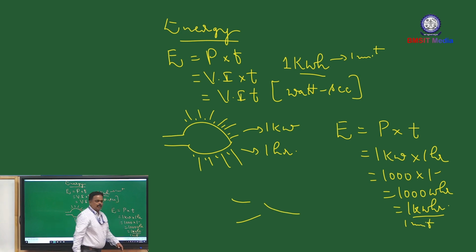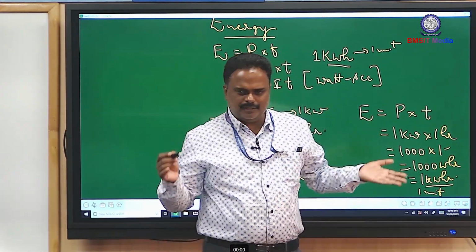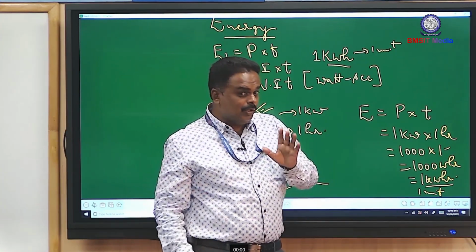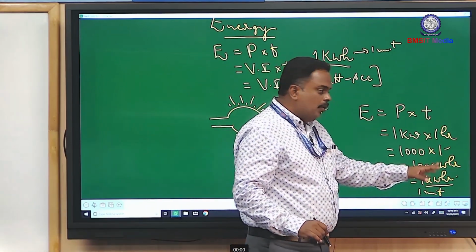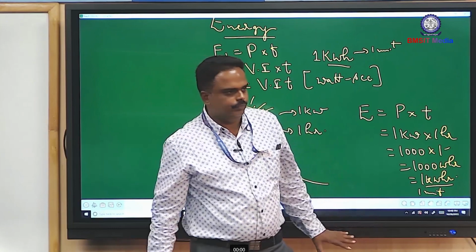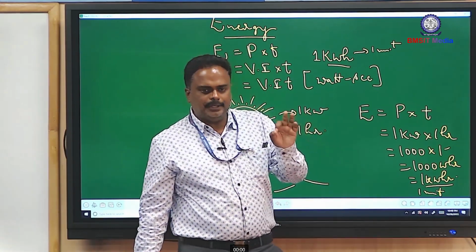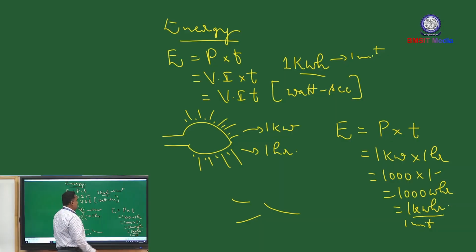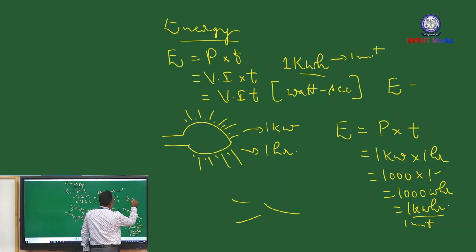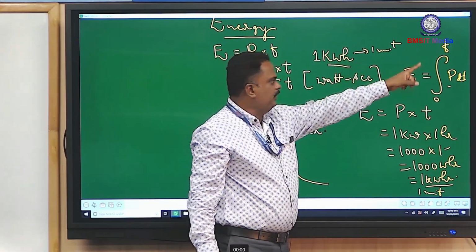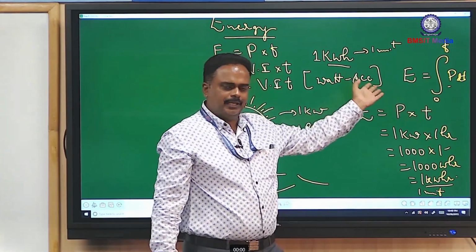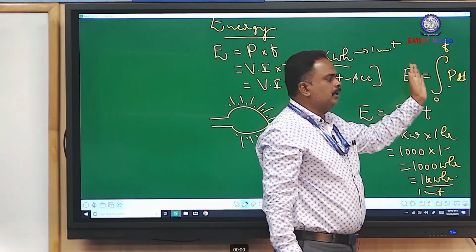In the electricity bill, they say that we have consumed 50 units of energy. 1 unit means 1 kilowatt hour of energy. It's not power. Kilowatt hour is the unit of energy, while watt or kilowatt is the unit of power. Energy is nothing but the power consumed over a particular interval of time. If you integrate power with respect to time, you get energy.